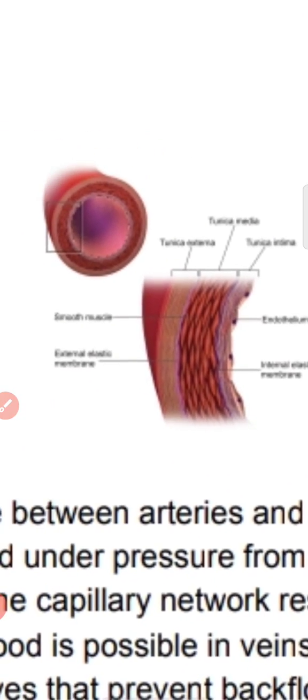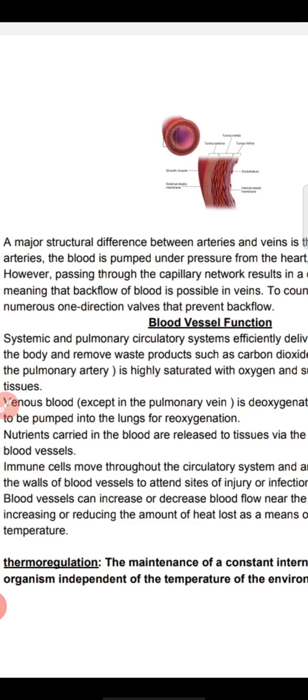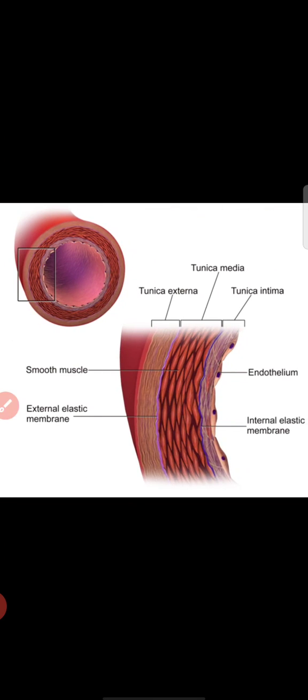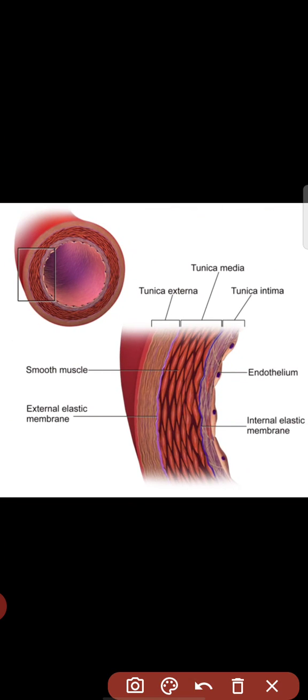Here you can see in this diagram the tunica externa, the external layer. It is also called tunica adventitia, that is formed by the connective tissue. Tunica media, formed by the smooth muscles. Here are the smooth muscles. These are smooth muscles that form the tunica media.